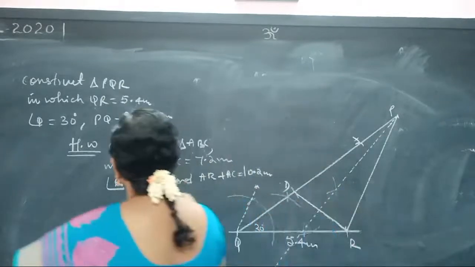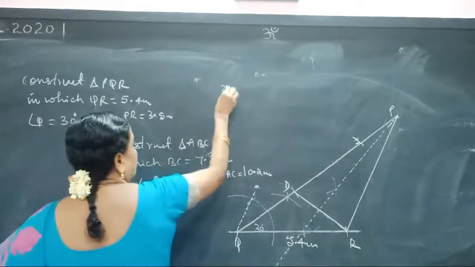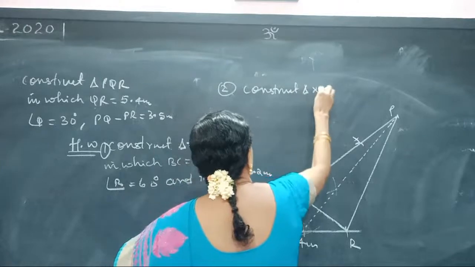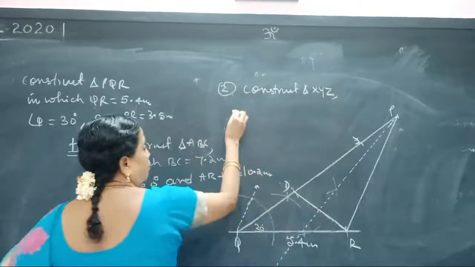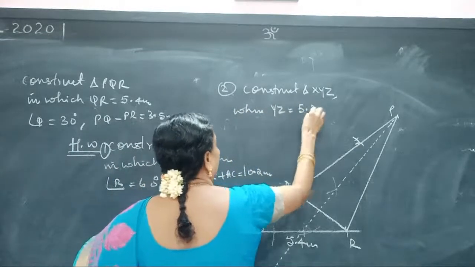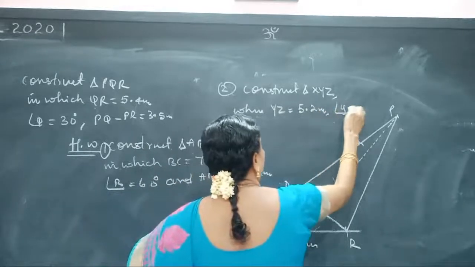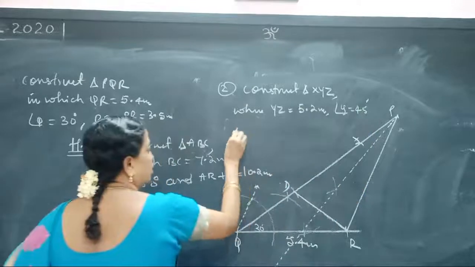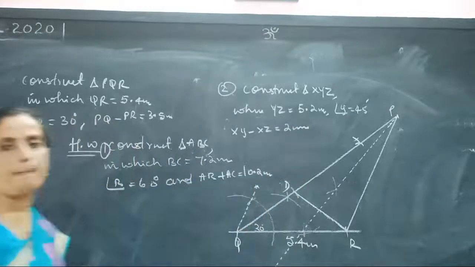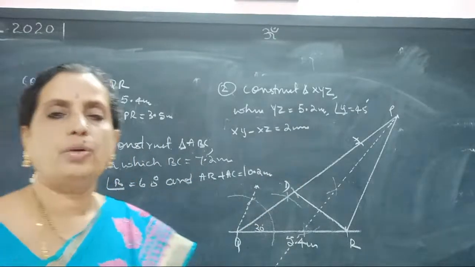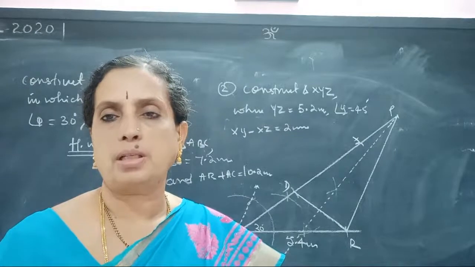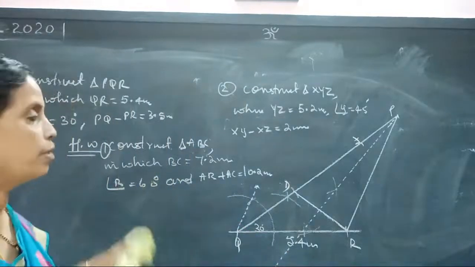One more question. This is question number 1. Question number 2. Construct triangle XYZ where YZ equals 5.2 centimeter, angle Y equals 45 degree, XY minus XZ equals 2 centimeter. Okay, you have to construct and write along with this the steps of construction also. You have to construct these two questions.